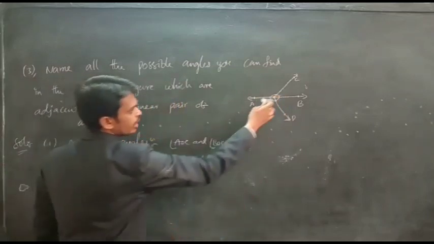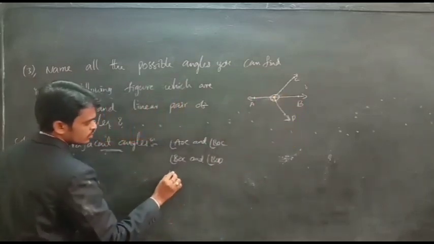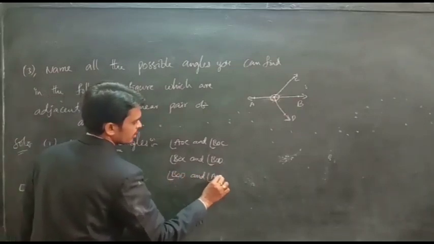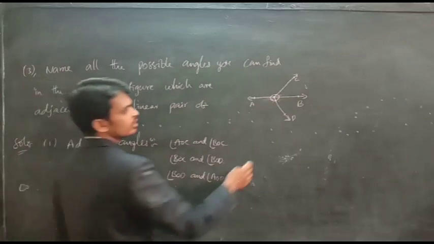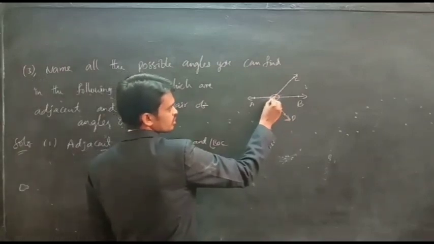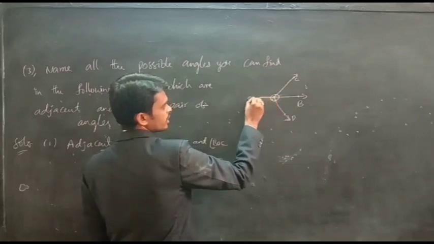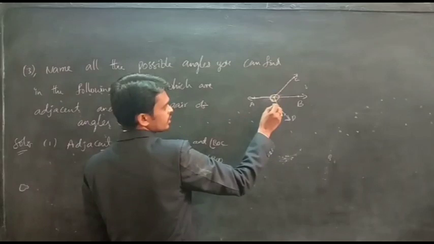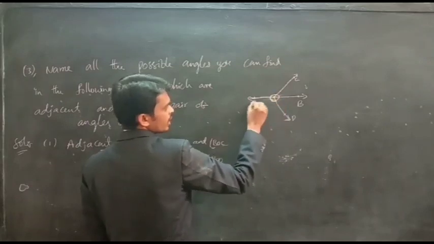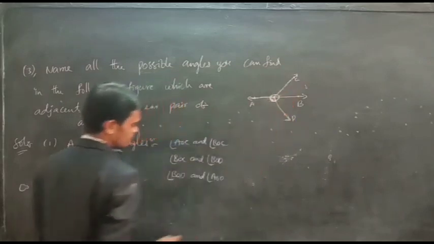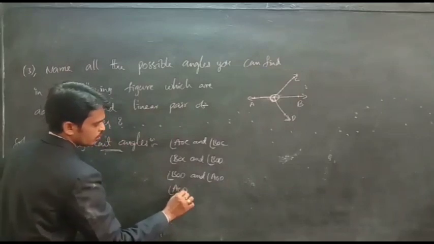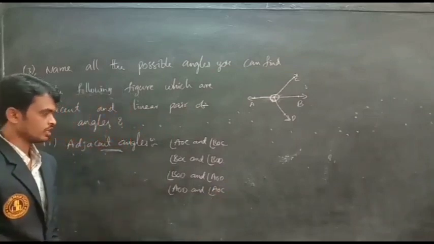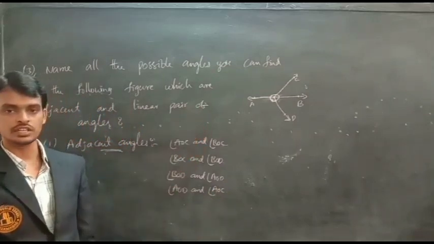So what are the angles? AOD and BOD. Angle BOD and angle AOD. And next, these two angles are also adjacent angles. See, common vertex and common arm for these two angles. So they are adjacent angles. What are the angles? Angle AOD and angle AOC. So these are the four pairs of adjacent angles.